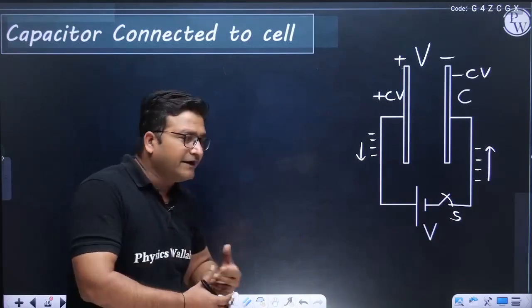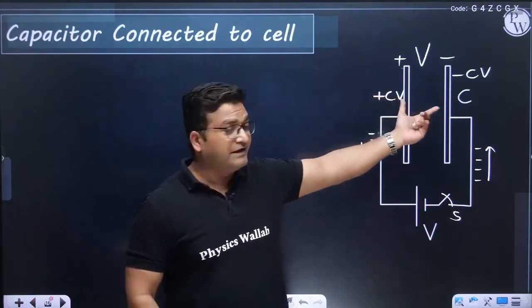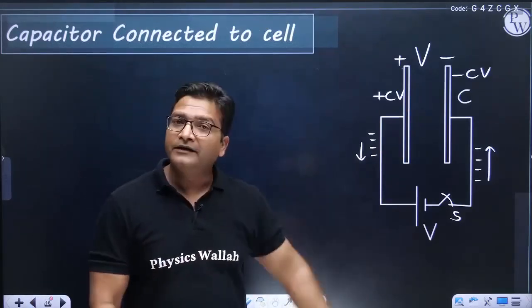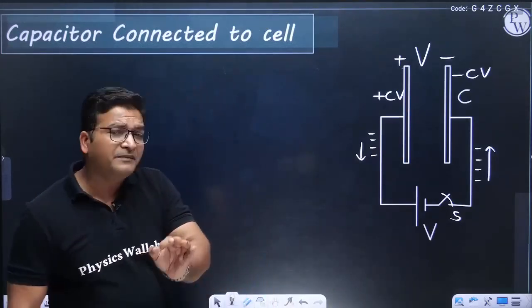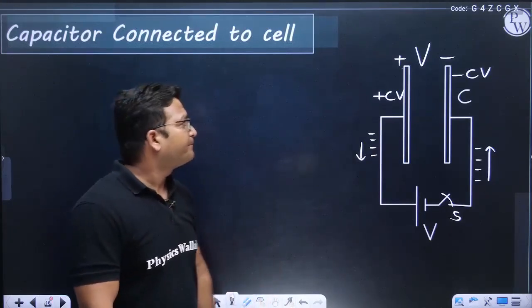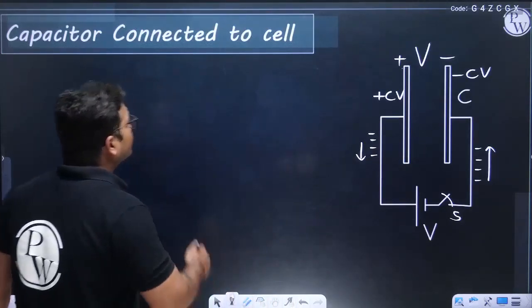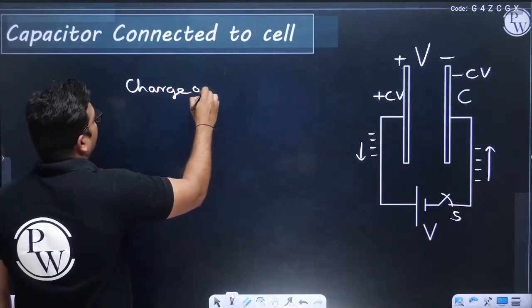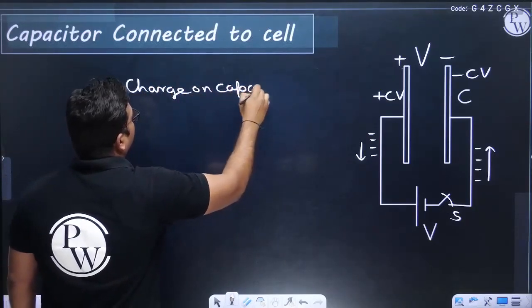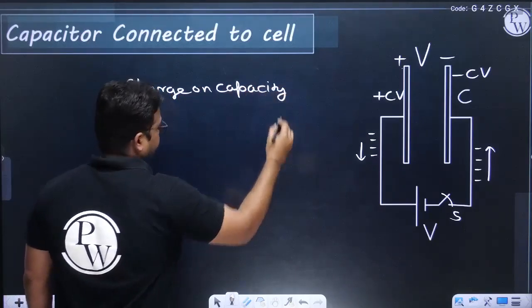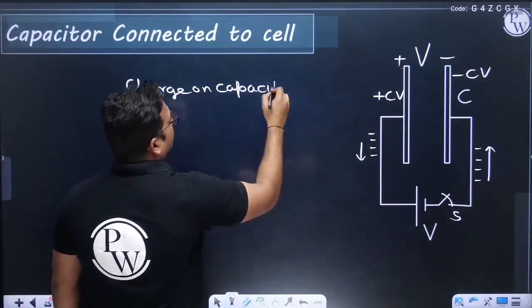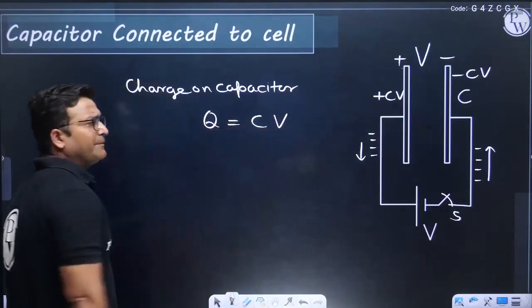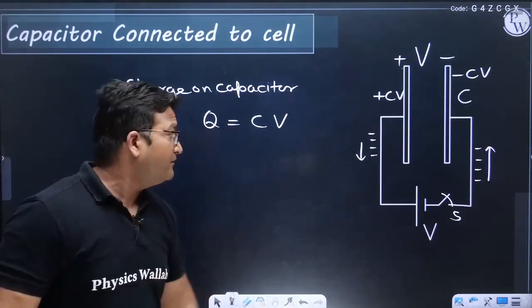So this is called a steady state, when the capacitor is fully charged. In a steady state, there is no current in the capacitor, only some initial current. The charge on the capacitor is Q equals CV, where C is capacitance and V is the EMF of the battery.